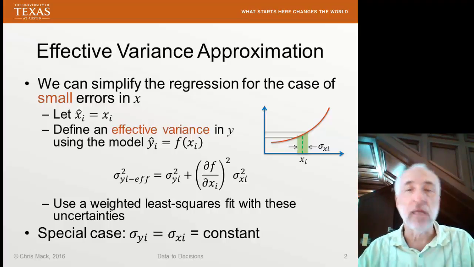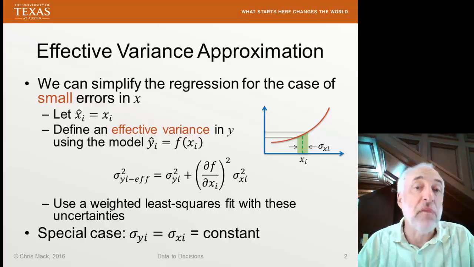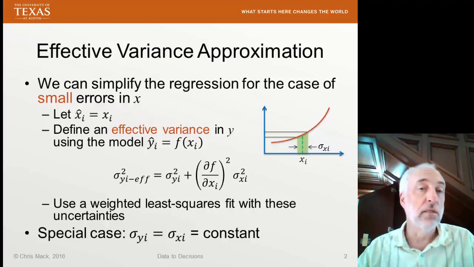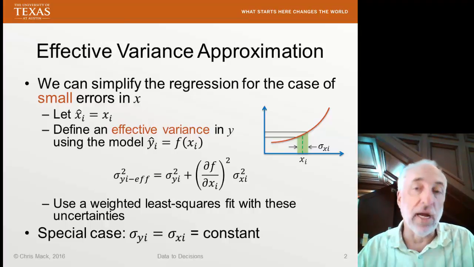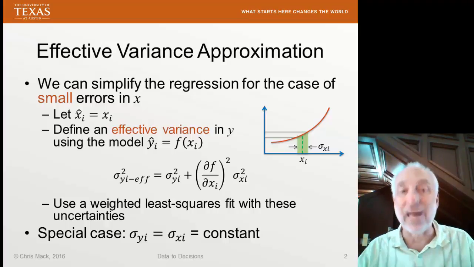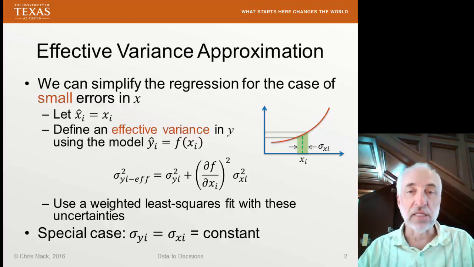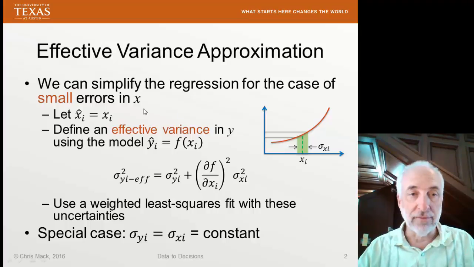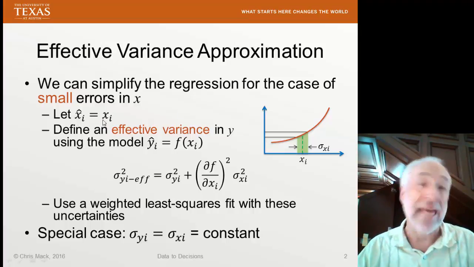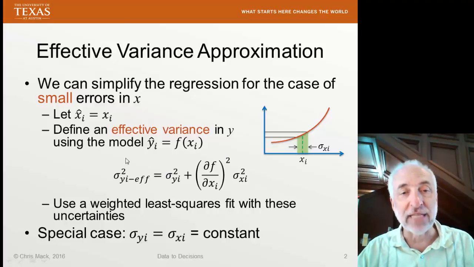If the variance in X is large enough that it has some impact on the Y variance, but not so large that it dominates that, we can apply the effective variance approximation. It basically says, I'm going to let our best estimate of each X variable be the value of the X variable we have, and then define an effective variance in Y equal to the variance in Y from all other sources plus the variance in Y that comes from X.